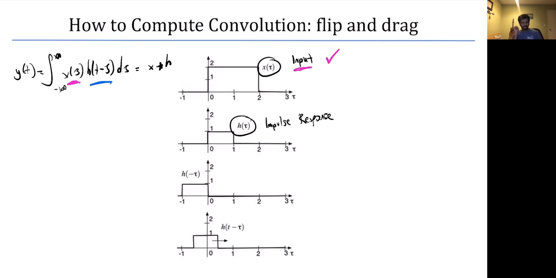However, h needs to be in the form of h of t minus tau. And here I'm given the impulse response in terms of h of tau. So how do I get it in the form of h of t minus tau? Well, as we've learned from the previous lectures and the homeworks, if I'm negating the independent variable, then I'm actually going to be computing a flip. So for example, here I have h of tau. I can very easily go to h of minus tau. And all I need to do to compute this, as you may remember from the previous lectures, is simply flip the signal about the axis of x equals zero. So I simply flip around this axis here.